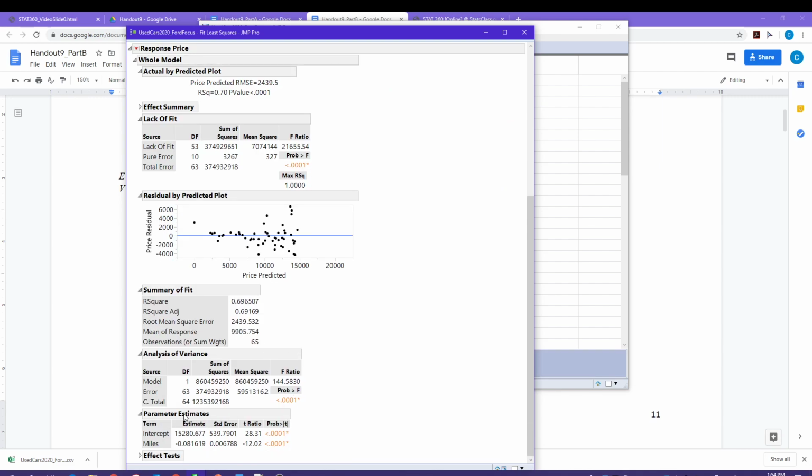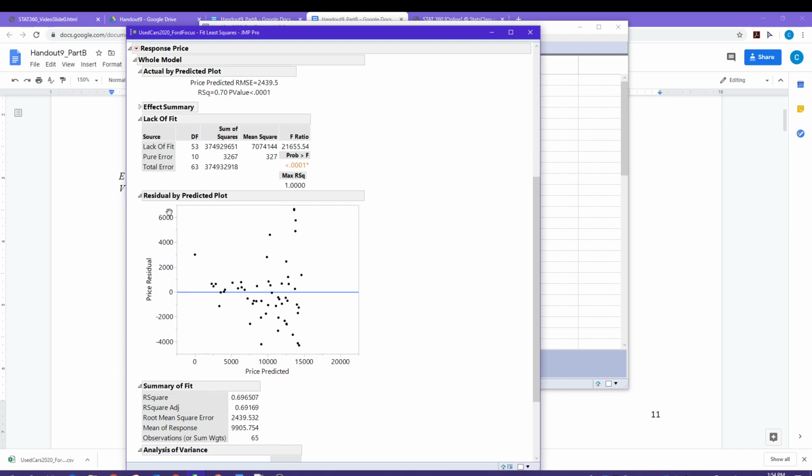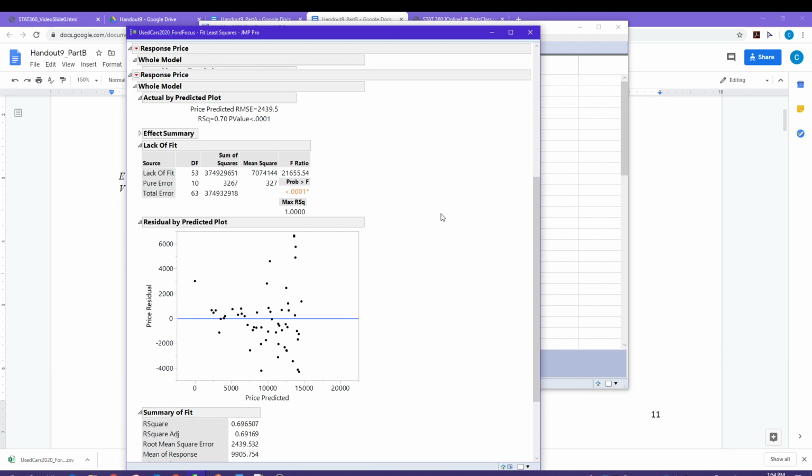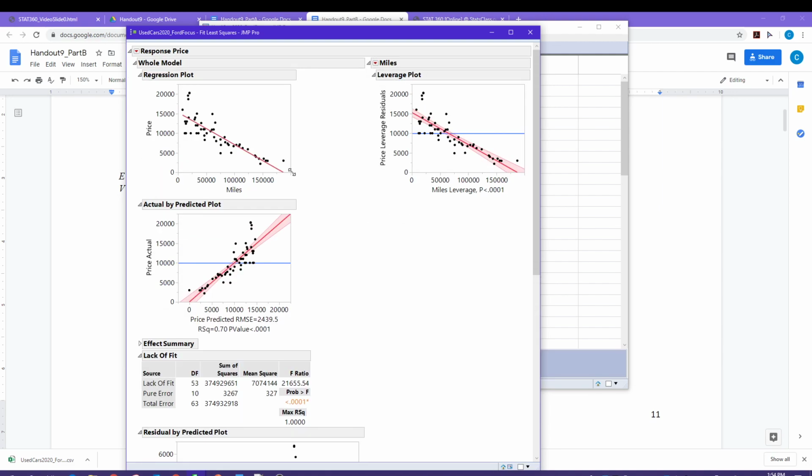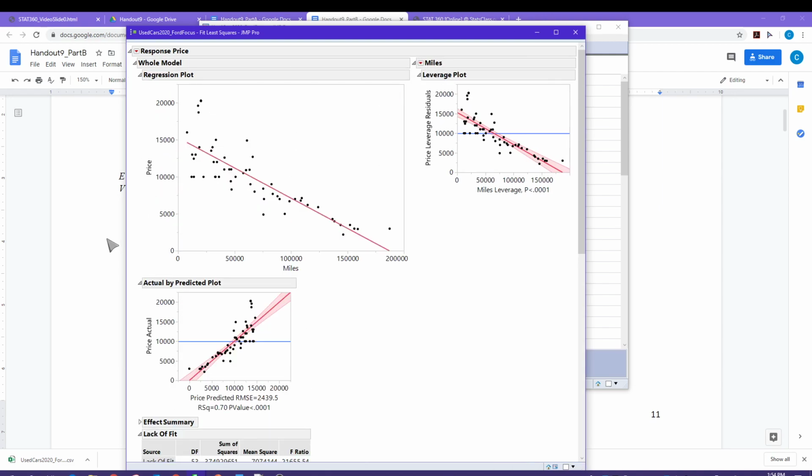Here's all my regression output, my summary of fit output, etc. And what we are going to be concerned with are observations here that are extreme in the y direction, in the vertical direction of our plot.